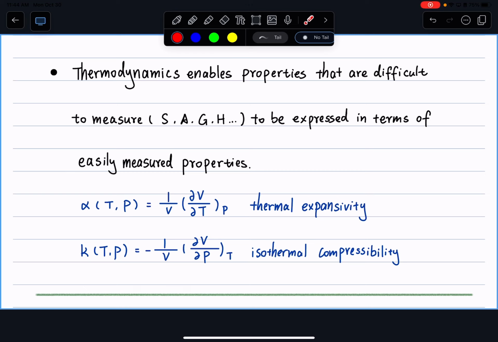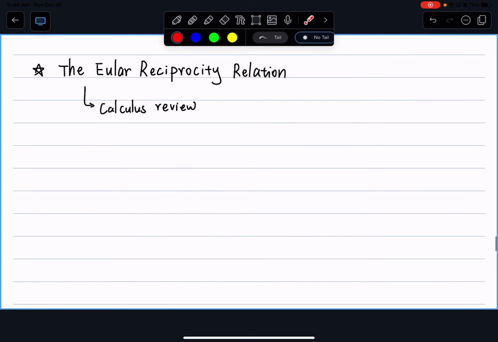I don't think I have time to finish it. Let me just introduce one of the calculus backgrounds, which is the Euler's reciprocity relations. And then next lecture, we'll go over one or two derivations together. So this one is a calculus review.